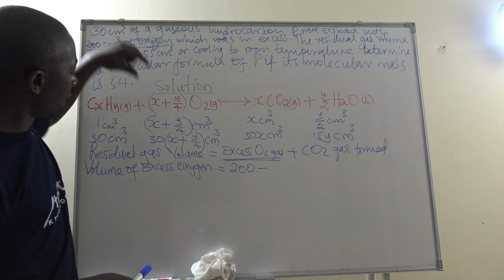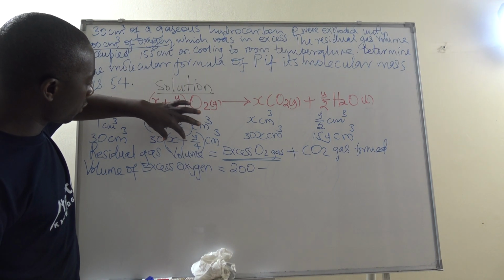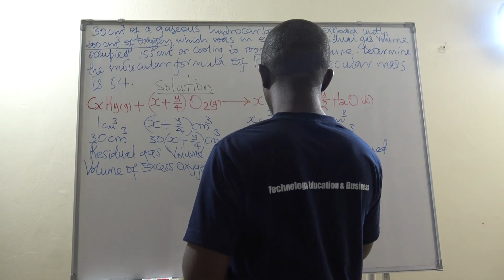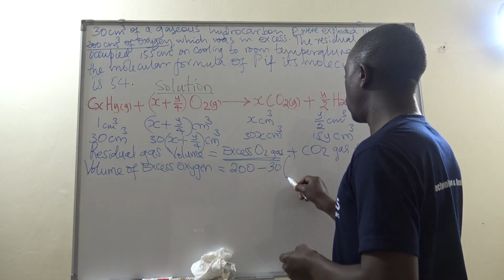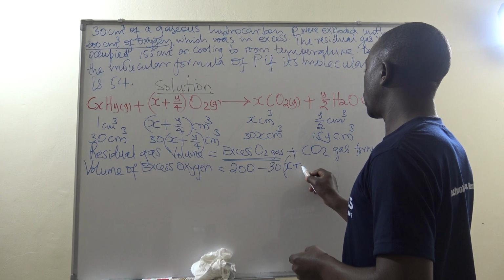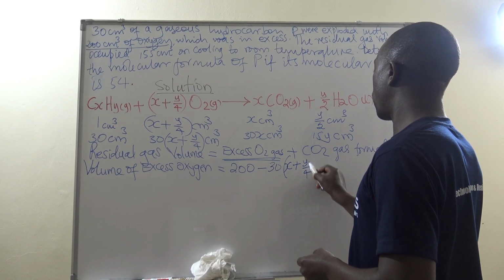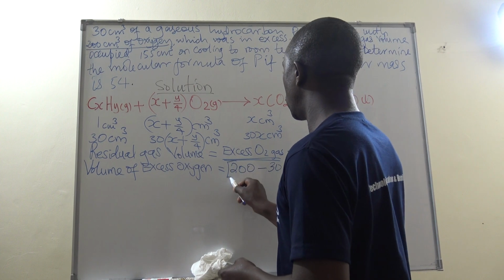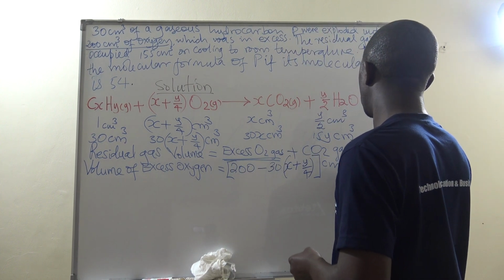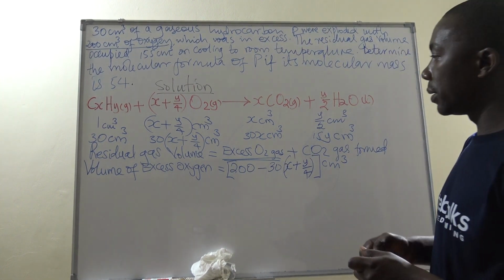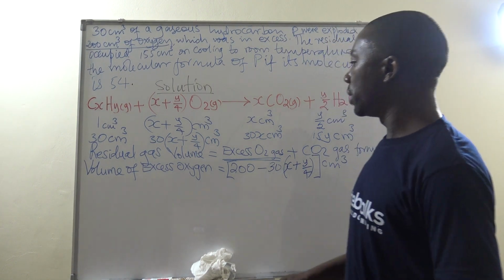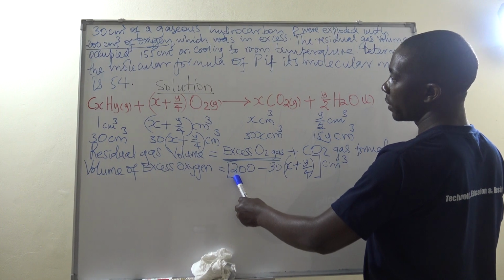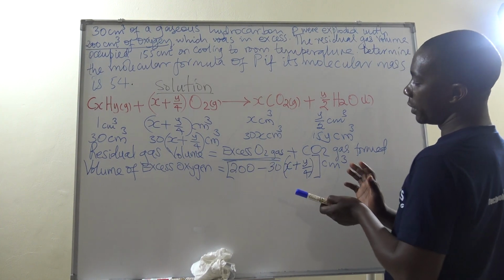But the part which reacted is this one here, because this is part of oxygen reacting. So I can say this is minus 30 into brackets x plus y over 4. Now the whole of this takes a unit of cubic centimeters. That is the volume of excess oxygen that remains unreacted. I'm looking at 200 because that is the total amount of oxygen used.